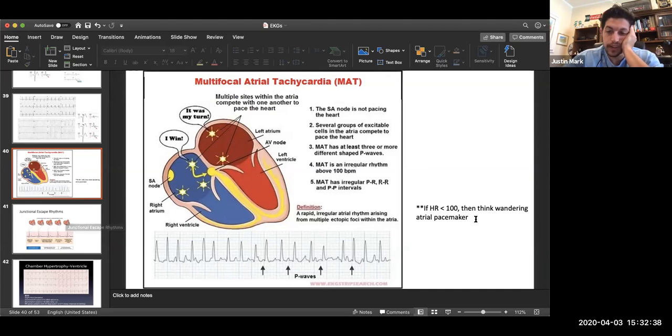One thing I do have to say, if the pattern looks like this, but the heart rate is less than 100, it's called wandering atrial pacemaker. That's just something to memorize. If it looks like this, but less than 100, it's wandering atrial pacemaker, because if it's less than 100, we no longer have tachy.